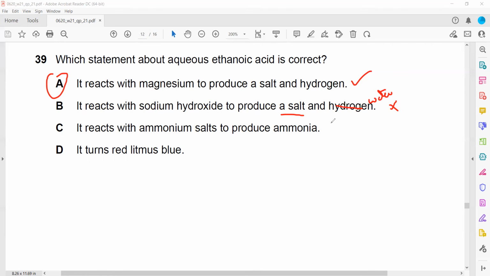This is not a characteristic of acid. This is a characteristic of alkali. And it turned red litmus paper blue. This is again not a characteristic of acid. This is a characteristic of a base, because turning red litmus blue is for base or alkali, not for acid. Acid turns blue litmus paper red. So that's why A is the right answer.